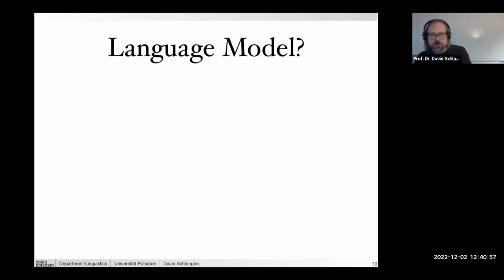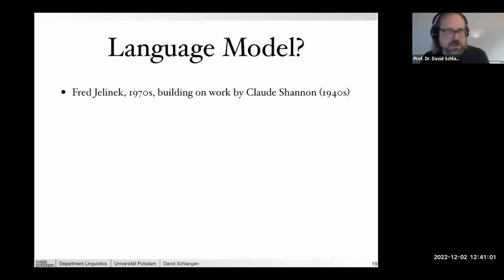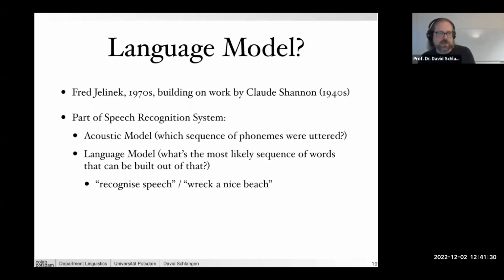So anyway, language model is a bit of an unfortunate naming, and the naming can be explained by where it comes from. I think Fred Jelinek established this term, a Czech-American language technology researcher who did many seminal works, first at IBM, later at Johns Hopkins University, mostly in speech recognition and statistical methods to speech recognition. And he was building on work by Claude Shannon when he coined this.